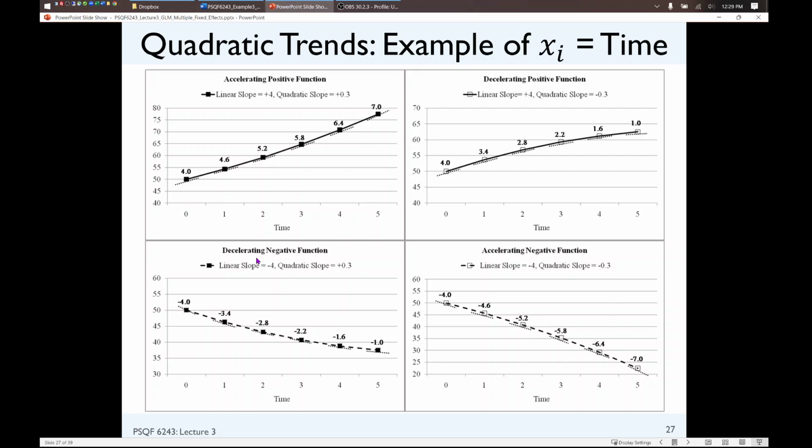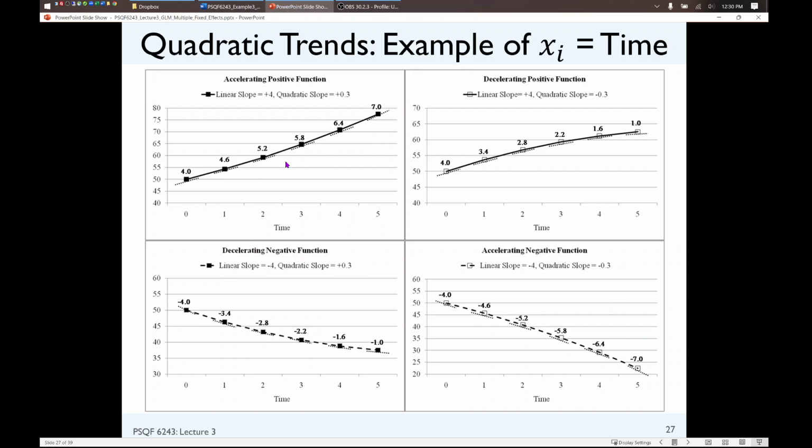You can also have the opposite pattern, so a negative slope that's paired with the positive quadratic. These also work against each other. So now the negative slope of negative 0.4 at time 0 becomes less negative by 0.6 for each subsequent occasion. That means that folks are declining, but the extent to which that occurs is slowing down over time. And then finally, if we have a negative linear slope paired with a negative quadratic slope, that's an accelerating function where the slope is negative and it's becoming even more so by 0.6 for each subsequent occasion.